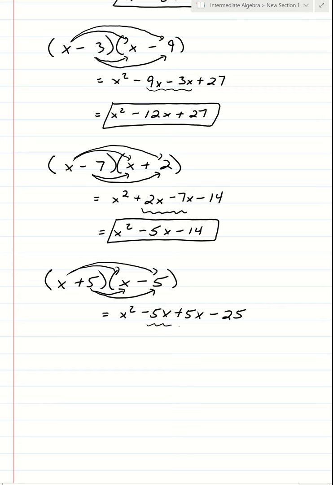I notice here in the middle we have like terms, and so when I combine them, I get x squared. Negative 5 plus 5, that's 0x. Not even going to bother writing it. Minus 25. And that would be your simplified expression.